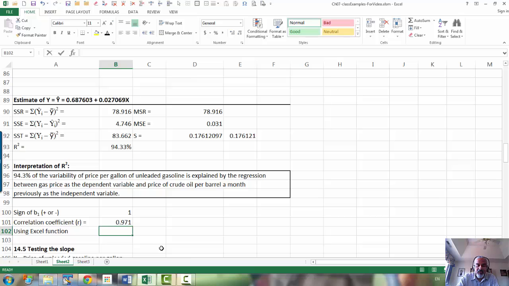And there is an Excel function to find the same thing, which is CORREL. For correlation, it doesn't matter which order: you can go Y range and X range, or X range and Y range. Let's do Y range first and then the X range. That will give you the correlation coefficient as well. Next we will look at testing for slope.